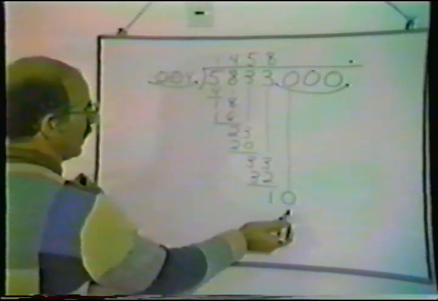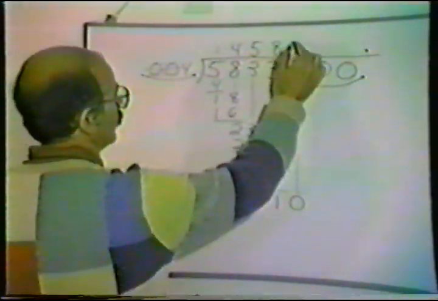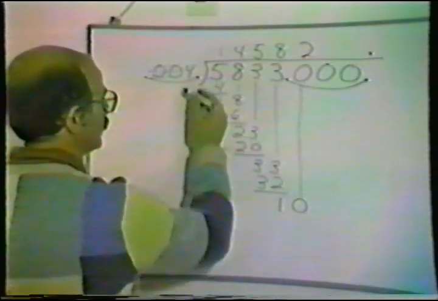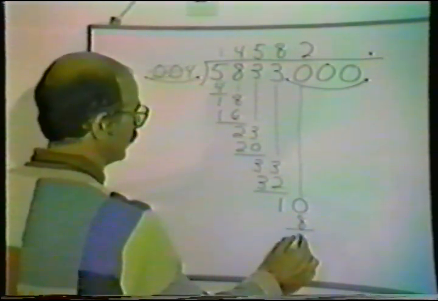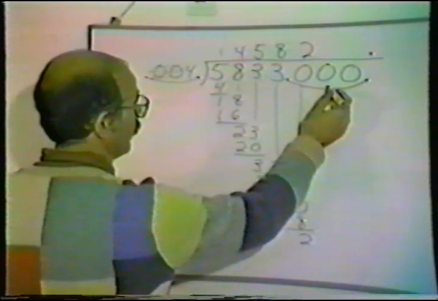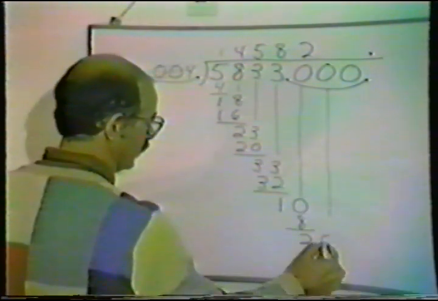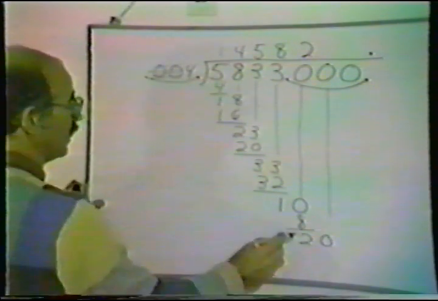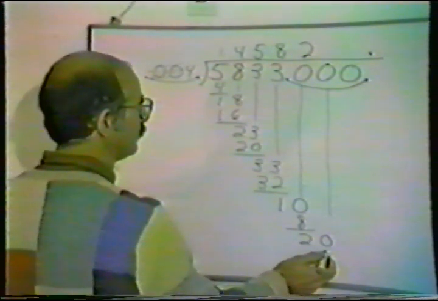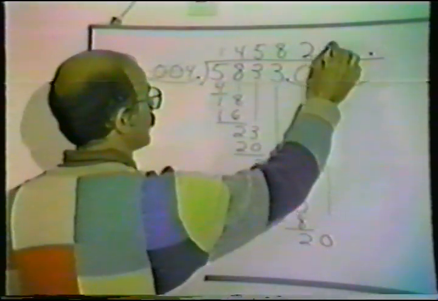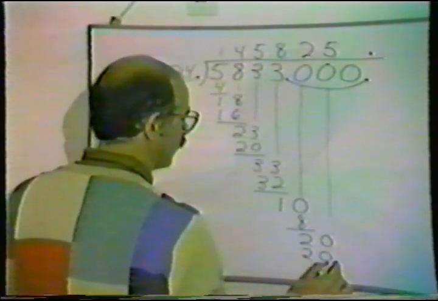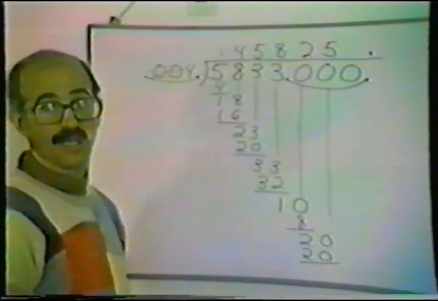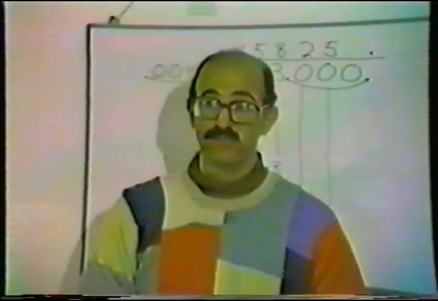4 into 10? 2 times. 2 times 4 is? 8. Subtract, get? 2. Bring down the 0. 4 into 20? 5 times, because 5 times 4 is 20, and it has come out even.